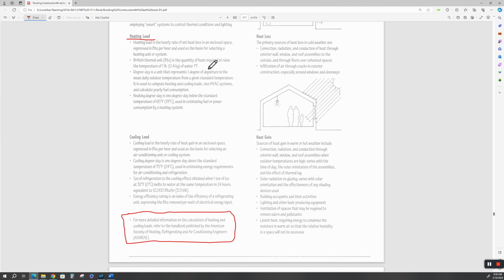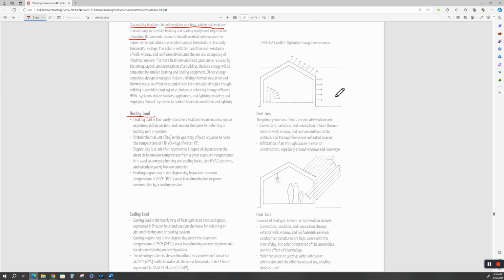Cooling load is the hourly rate of heat gain in an enclosed space. Heating load is the heat loss. Cooling load is the heat gain in enclosed space. So it's cold out here, you want it warm in here. The primary sources of heat loss in cold weather are convection, radiation, and conduction, which makes sense, right? You go back to the original definition of those things. Infiltration of air through cracks also affects your heat loss.